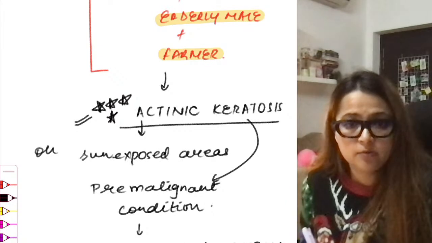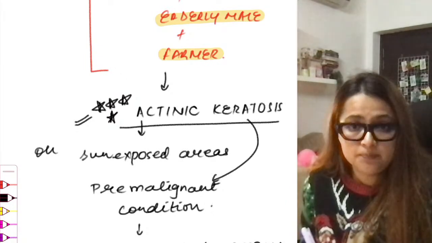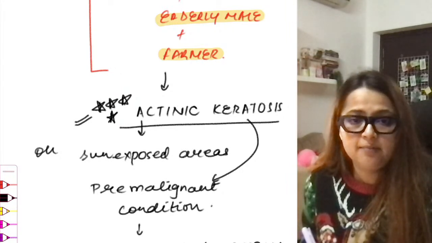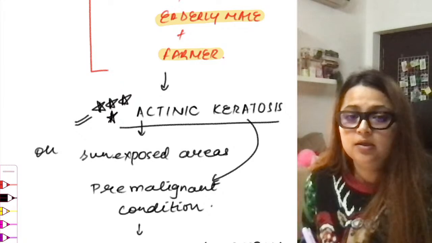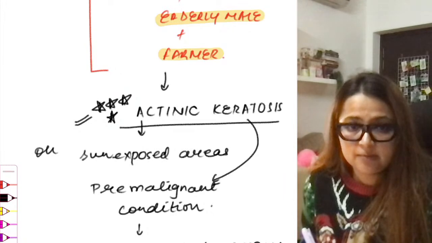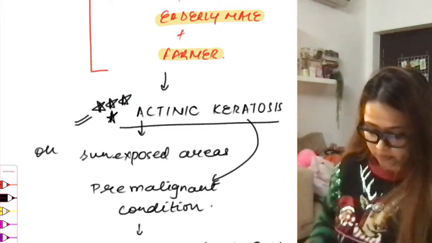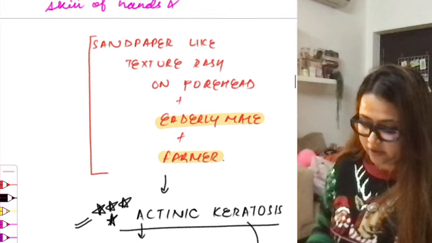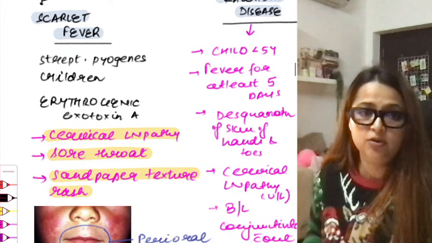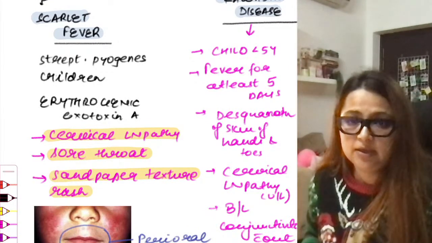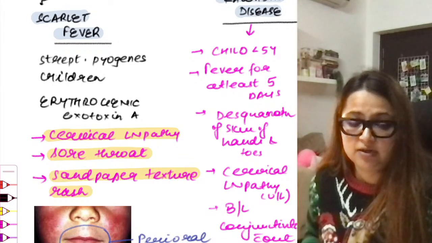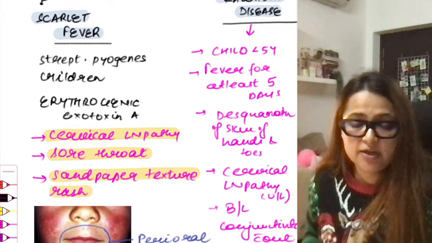Basal cell carcinoma, squamous cell carcinoma, then melanoma. Melanoma is the most important of them, so keep in mind the important points regarding melanoma. What type of mutation is associated? Then the ABCD of melanoma. What is the important prognostic factor in melanoma? All these things are really important. So that was a point where I integrated the sandpaper-like texture of the rash. If it is a child, you can think about scarlet fever. An elderly male involved in an occupation with more sunlight exposure, that is actinic keratosis.